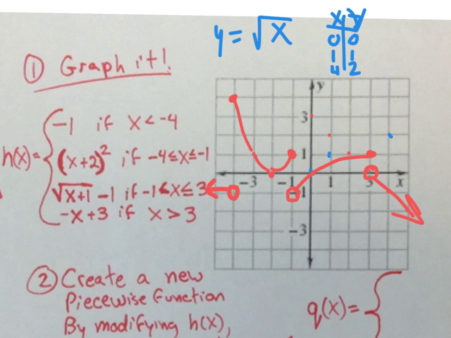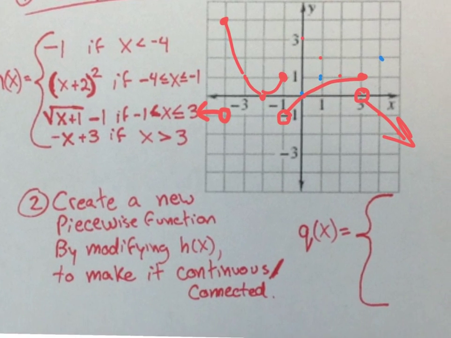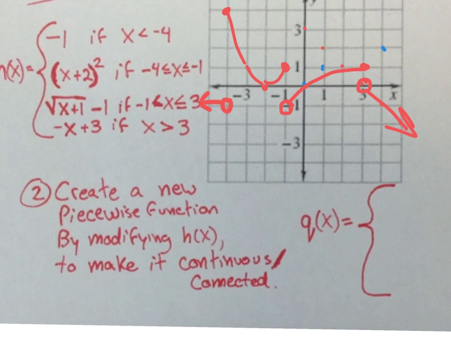Does that make sense? So how about we take it a step further, like we challenge ourselves here, and use the skills that we learned in semester 1 to manipulate what we see here to make it all connected. All right? In other words, if we take a look down here, I'm asking you to create a new piecewise function by modifying h of x, that's all of this, to make it continuous, connected. So what could we do to this thing to make it all connected?